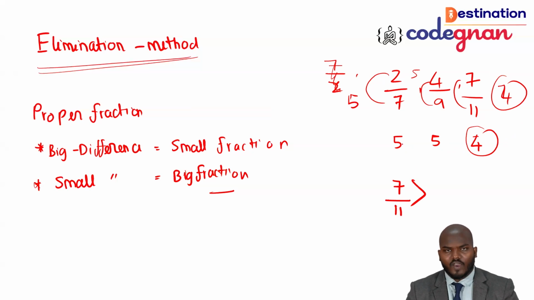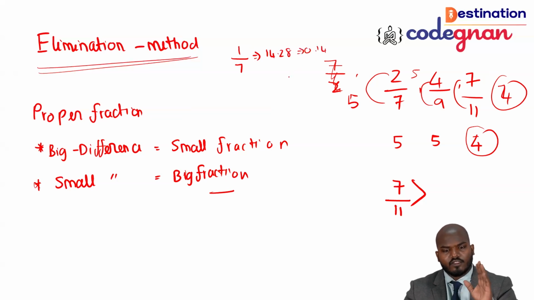Then how can I find this out? You see this one, guys. We can know that. So 1 by 7 is equal to what? 0.14. Then 2 by 7 means we can call it 0.28 directly.